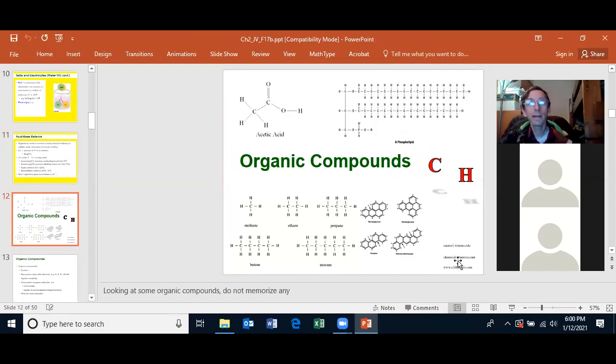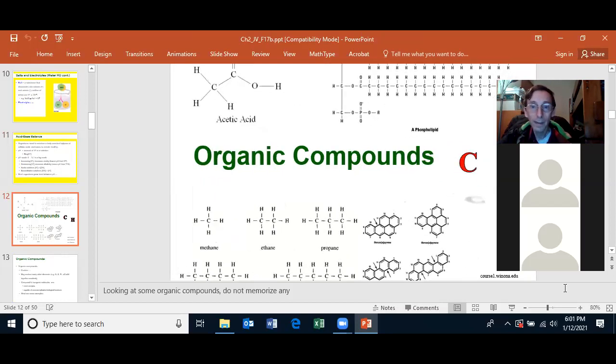So looking at organic compounds, here are some organic compounds. Don't memorize any of them. I just want to show you they can be simple, like acetic acid. They can be more complex like this. They typically are held together by carbons linking together. Although if you notice, right there, this is held together right here by oxygen. So it doesn't have to be held together by carbon, but most of them are held together by carbon.